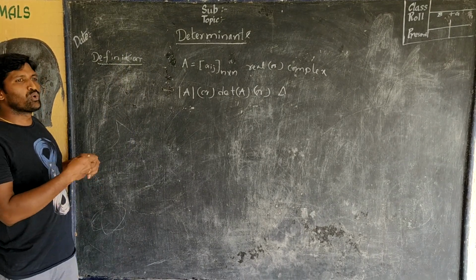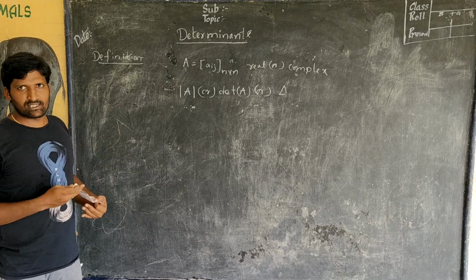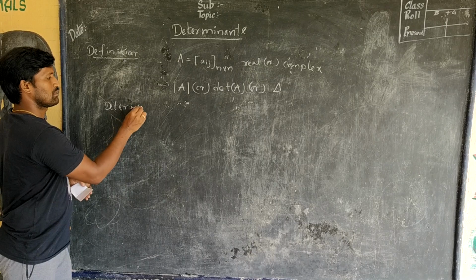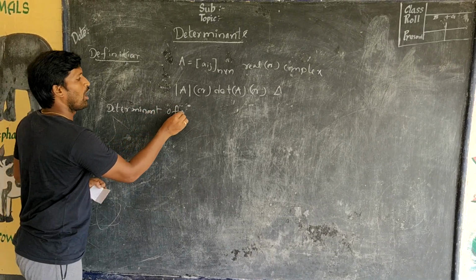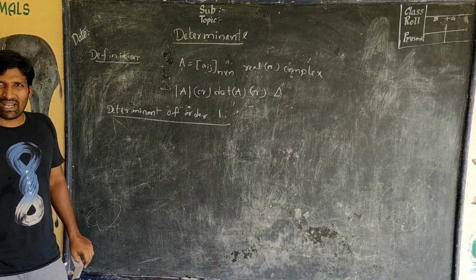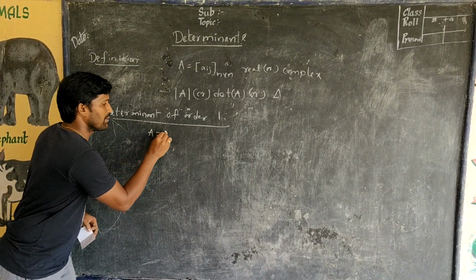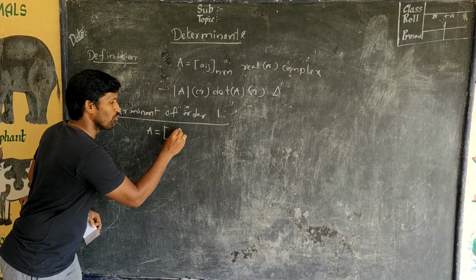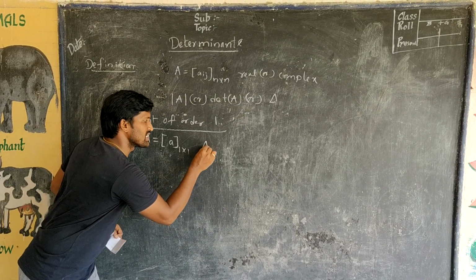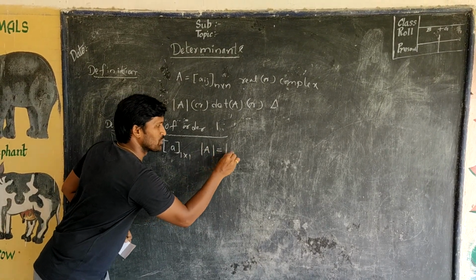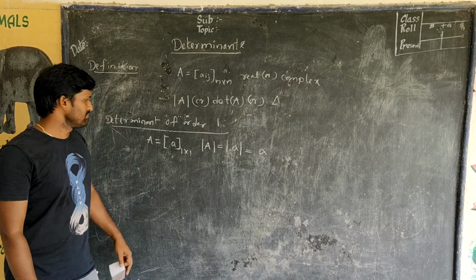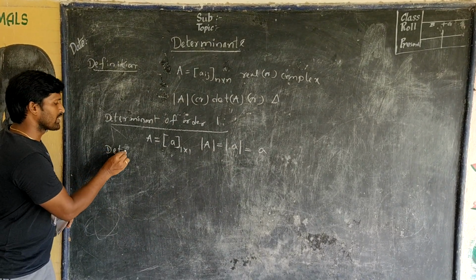Now, when it comes to how to evaluate for different orders, for example, determinant of order 1. When a 1 by 1 matrix is there, for example, a matrix A having only one element, its order is 1 by 1. How to evaluate this determinant? Det A is equal to delta of a element, that is equal to a. A single element will come.